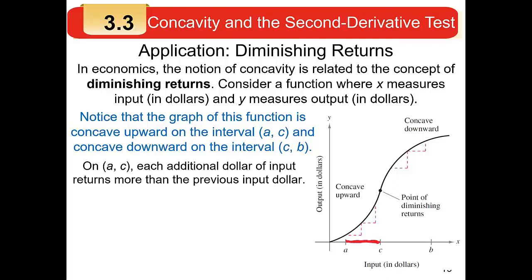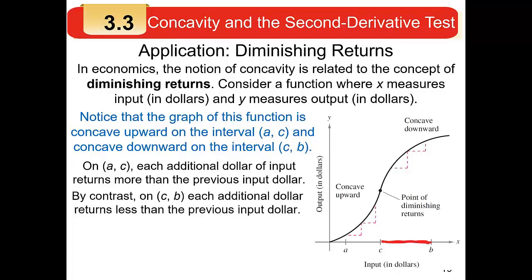What the setup for that is, because the curve is increasing so much more rapidly before you get to that point of diminishing returns, each additional dollar of input returns more than the previous one. In other words, that's a good thing. Increasing your advertising, for instance, if you're advertising a product, might increase your sales enough to make it worthwhile. On the other hand, once you get past that point of diminishing returns, you don't get as much return for your dollar.